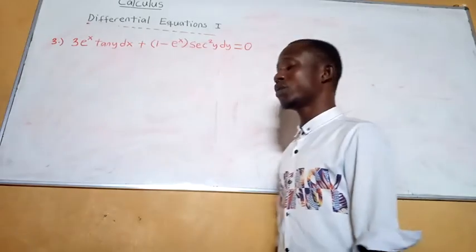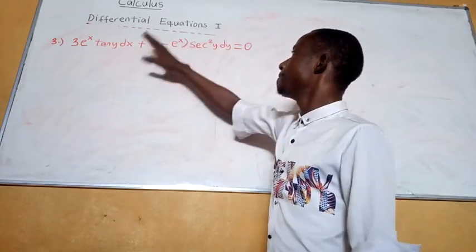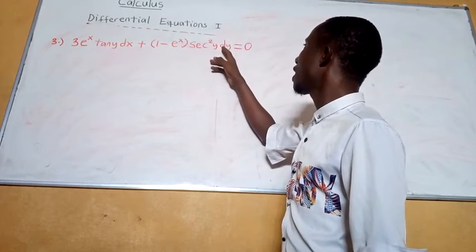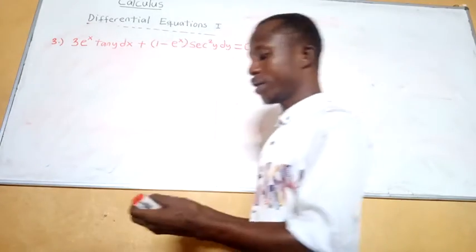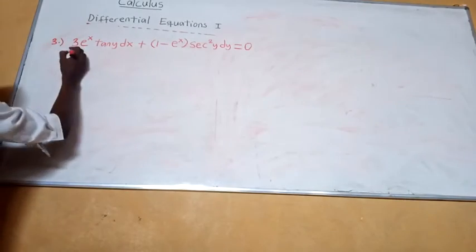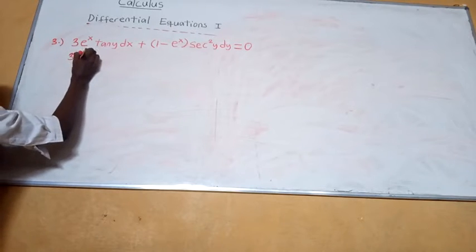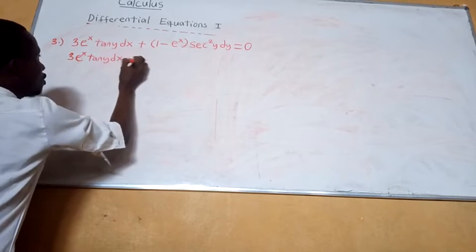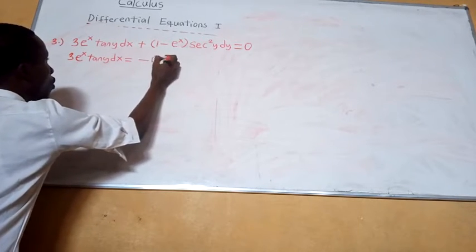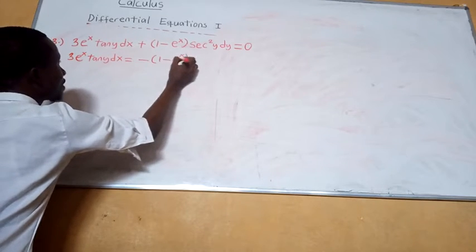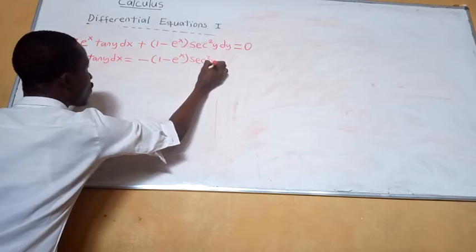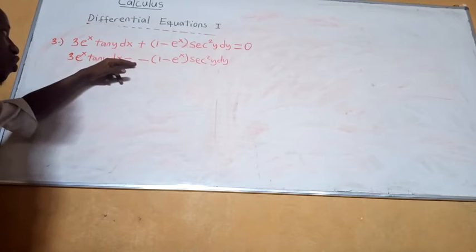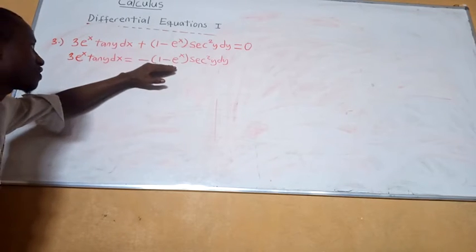So the first thing is that we can see that we need to transpose positive 1 minus e to the x secant square of y dy across the equal sign. So when we do this, we have 3e to the x tangent of y dx equal to, we have minus 1 minus e to the x secant square of y dy. Now, this negative affects every value in this parenthesis.